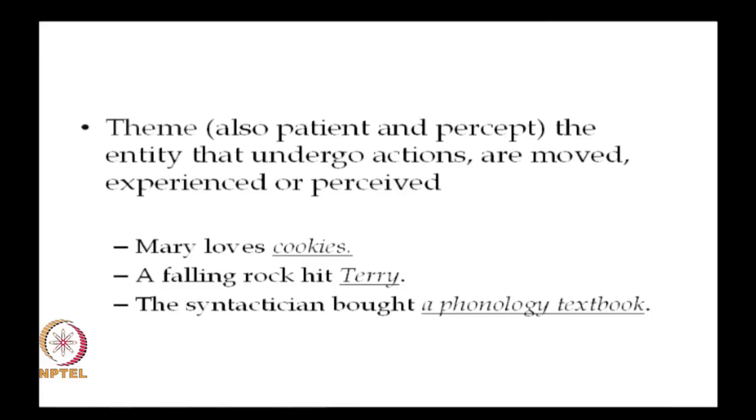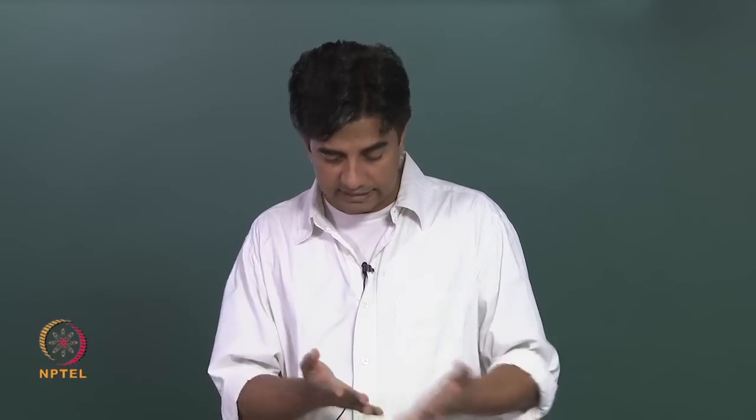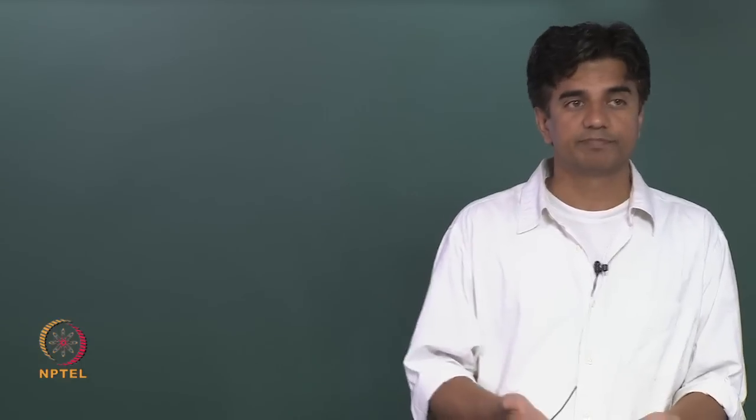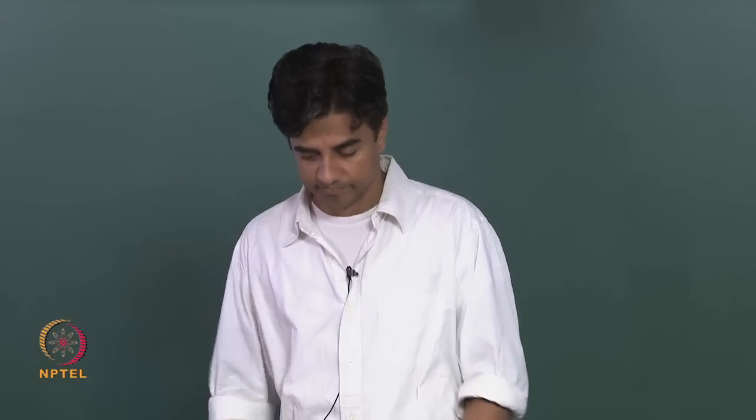Is it an agent? Is it an experiencer? Does it experience anything? Does this NP experience anything? When some NPs remain basically dormant, then they are called themes. So these types of NPs, with these kinds of predicates, get the thematic role of theme.